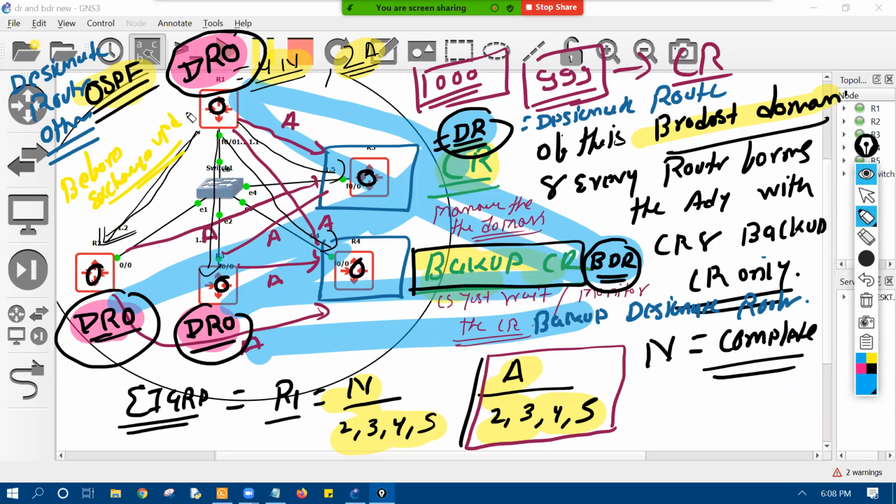And if they have an update, for example, if this router got an update, what will it do? R1 is a DRO, right? R1 will not share the information directly to R2, and it will not share directly to R3. They will just directly share this information to the DR and BDR.